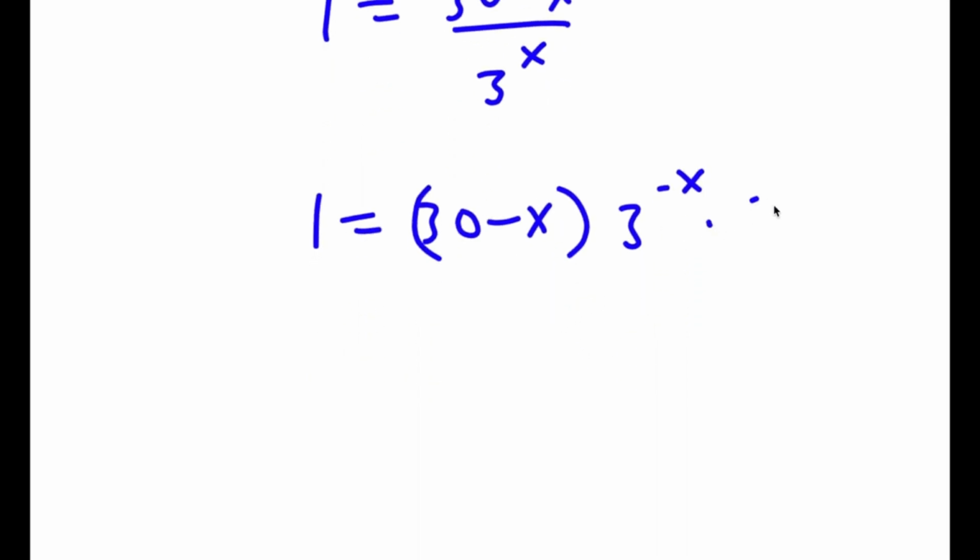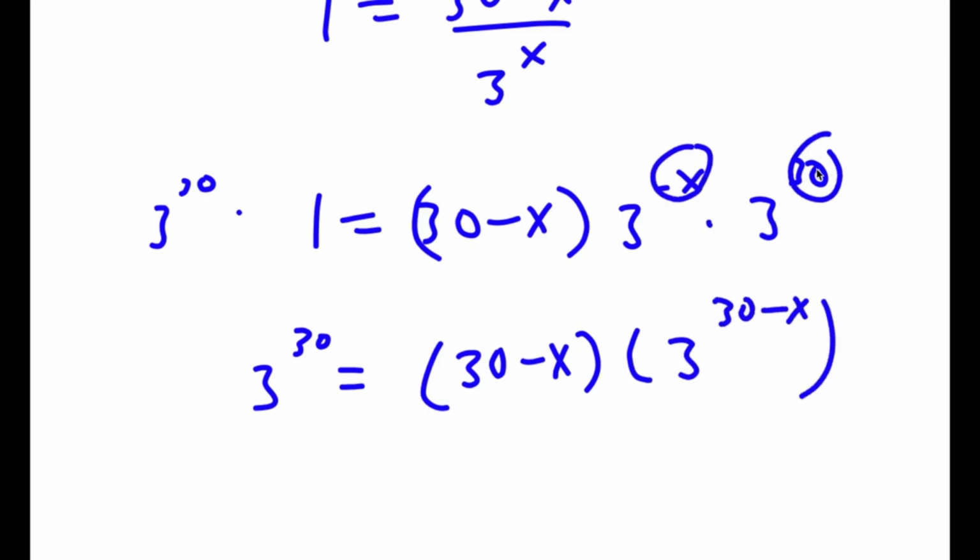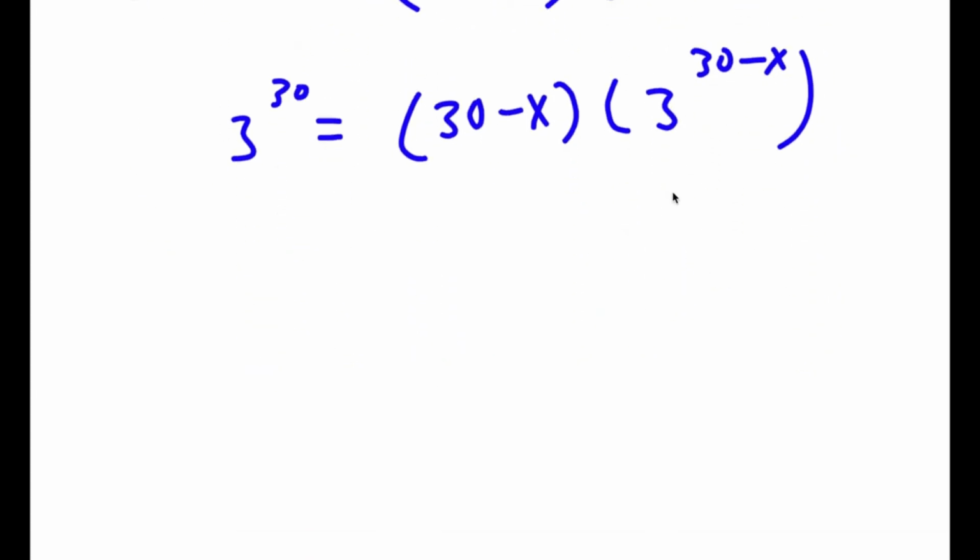So now I'm going to go ahead and multiply both sides by 3 to the power of 30. So now I have 3 to the power of 30 is equal to 30 minus x times 3 to the power of negative x times 3 to the power of 30. That's going to equal 3 to the power of 30 minus x, because these two exponents simply just add with each other.